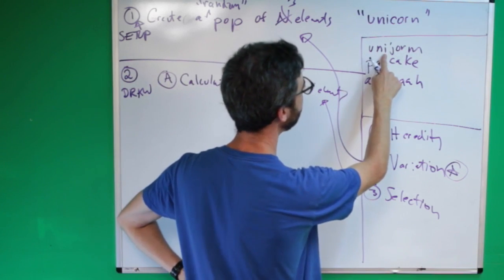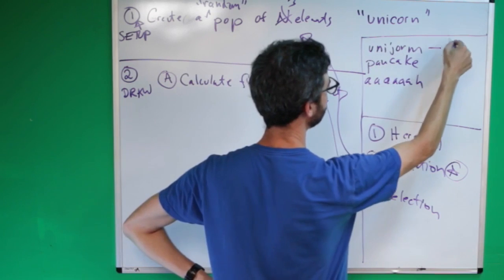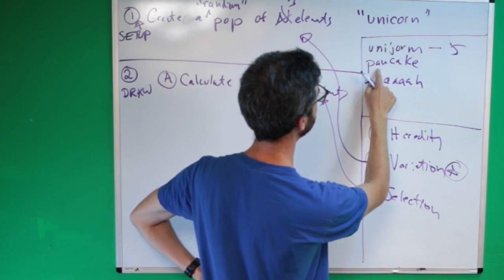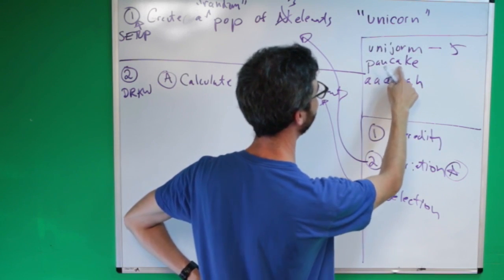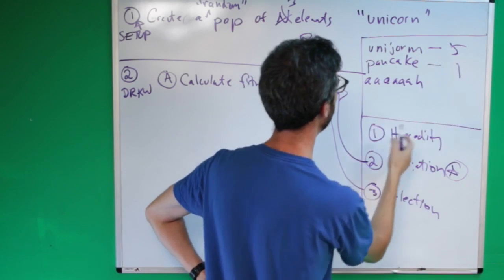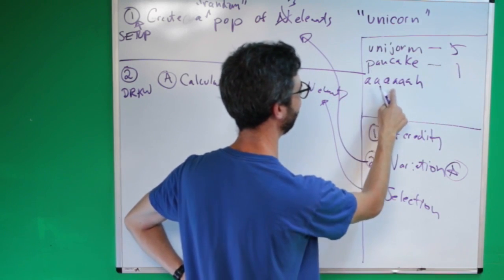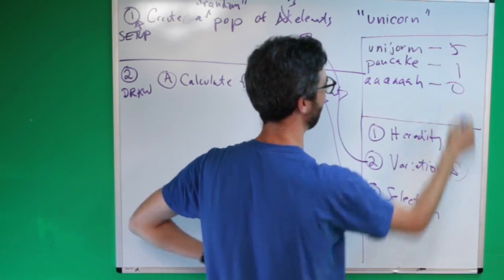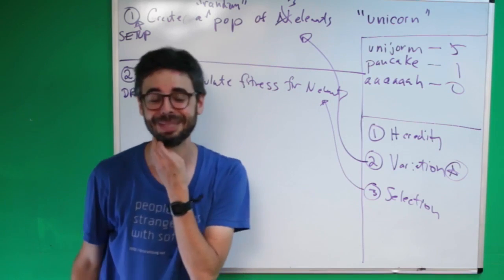1, 2, 3, 4, 5. So this has a fitness of 5. 1. This is a fitness of 1. Oh boy, this one did terrible. This has a fitness of 0. Okay, I might need some different example in a second.